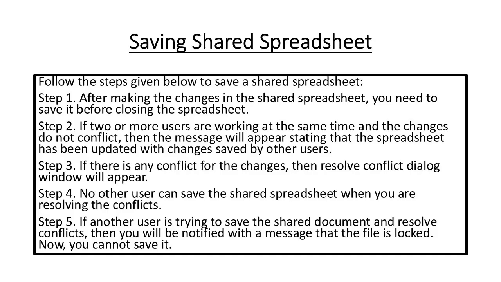The third step says that if 2 people are working on the same cell or same range of cells, there can be a conflict. Conflict means which data has to be accepted and which has to be rejected. So then a resolve conflict dialog box appears. Now this I'll be showing you in the coming slides.